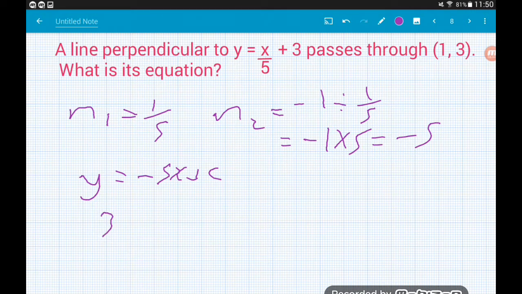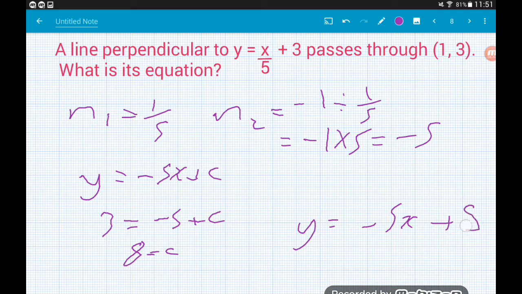So we substitute those into the equation. So y is now 3, x is 1, minus 5 times 1 is minus 5, plus c. Now if we add the 5 to both sides, we get 3 plus 5, which is 8. And that's our value of c. So, the equation of our perpendicular line here is y equals minus 5x plus 8. Job's a good one. Cracking.